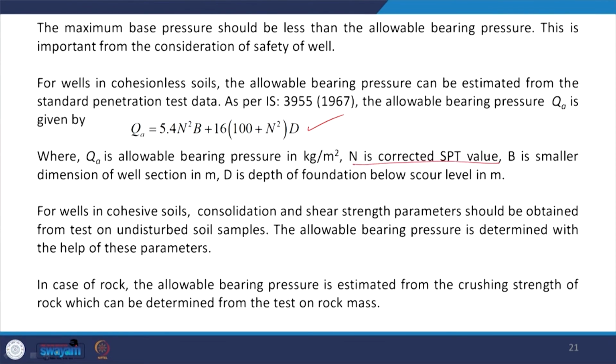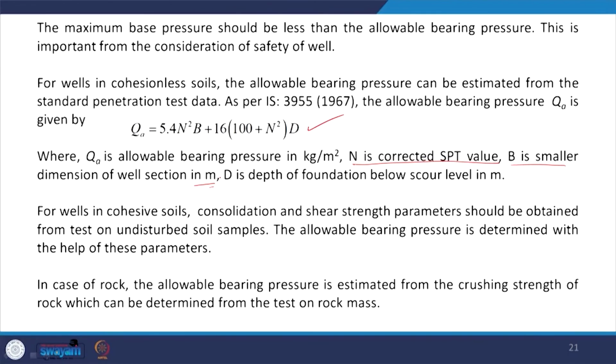This relation gives you the value of QA, the allowable bearing pressure, where N is the corrected SPT N value. That means, based on N values, which are easily available, you can find the allowable pressure, where B is the smaller dimension of the section in meter. If you have a circular section, then B is the diameter, but if you have an elliptical one, then the smaller dimension will be B, and D is the depth of foundation below scour level in meter, which we will discuss in detail later. For wells in cohesive soils, consolidation shear strength parameters should be obtained from tests on undisturbed soil samples. The allowable bearing pressure is determined with the help of these parameters. In case of rock, the allowable bearing pressure is estimated from the crushing strength of rock, which can be determined from the test on rock mass.